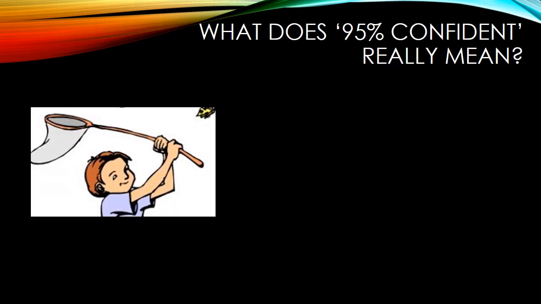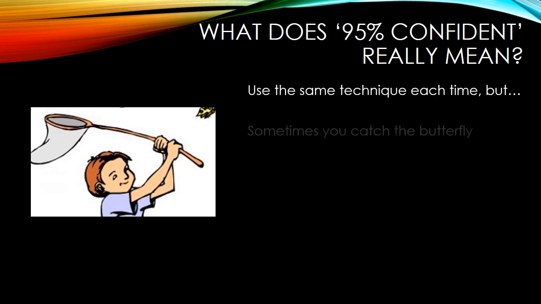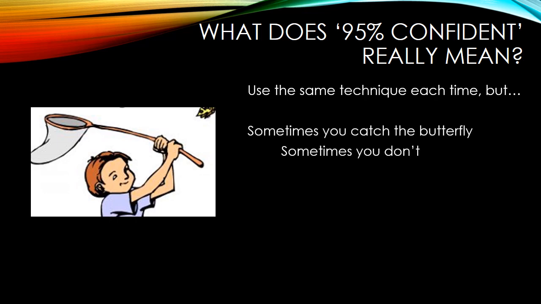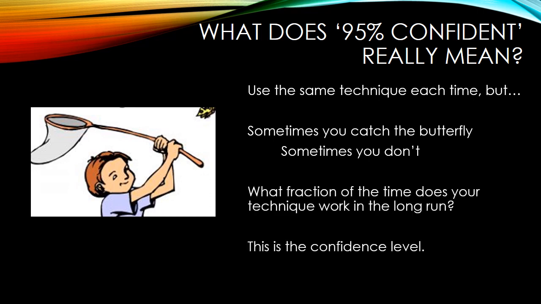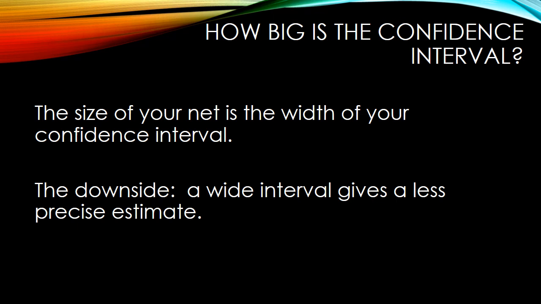Look at this a bit more carefully. What does 95% confidence in the interval really mean? Well, it's kind of like catching butterflies with a butterfly net. Even though you're using the same technique and the same net each time, sometimes you capture the butterfly, sometimes you don't. In the same way, when you build a confidence interval, sometimes that interval captures, that is, it contains the population parameter that you want, but sometimes it doesn't. The fraction of the time that it works, the fraction of the time that your interval captures the population parameter, is the confidence level.